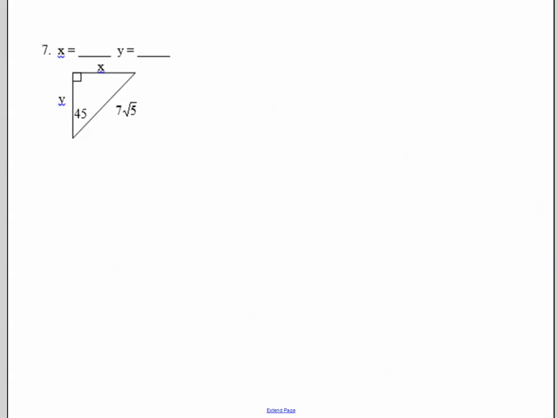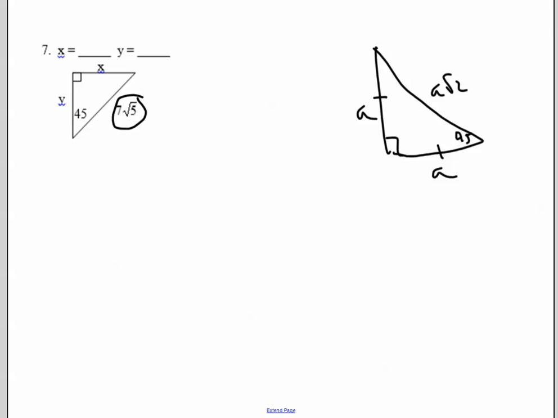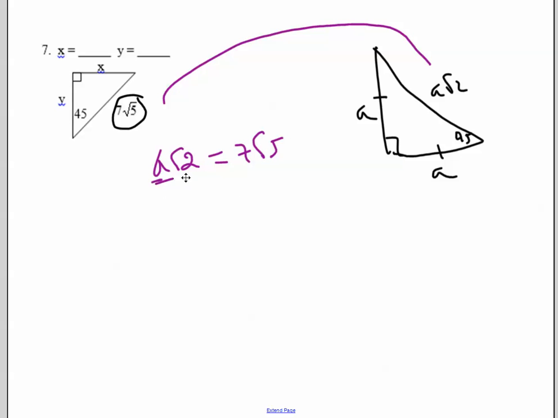Okay, again, let's go ahead and draw our template. A, A, a radical 2. And that means that's 45. This is a 45-45 special right. And I just take a look at this and say, what does it line up to be? It lines up to this guy right here. So I set them equal to each other. I do a radical 2 is equal to 7 radical 5. Solve for a, solve for this guy, so I've got to divide by radical 2, just a number. And I have a is equal to 7 radical 5 over radical 2.